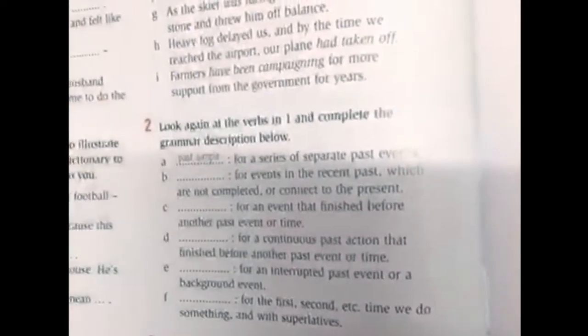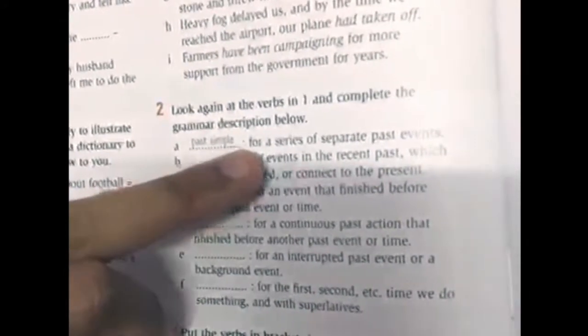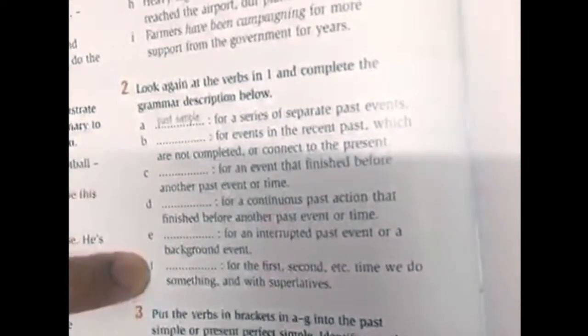And moving on to activity number 2, look again at the verbs in exercise 1, that means here. Complete the grammar description below. For example, A, for a series of separate past events, the answer is past simple. So try to do from B to F.